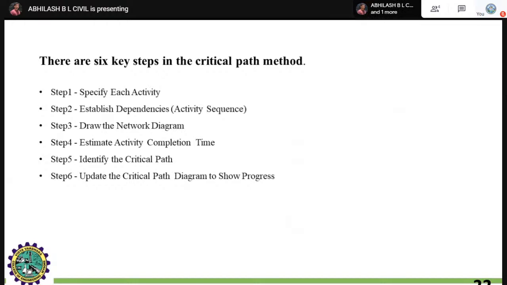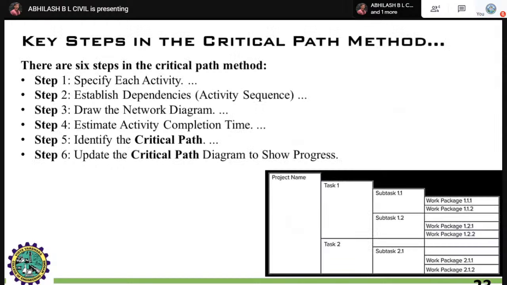Next comes identifying the critical path. The critical path gives the time consumed to start and finish the overall project. Next comes step 6, that is update the critical path diagram to show the progress of the particular building, that is infrastructure. That is called CPM, critical path method.